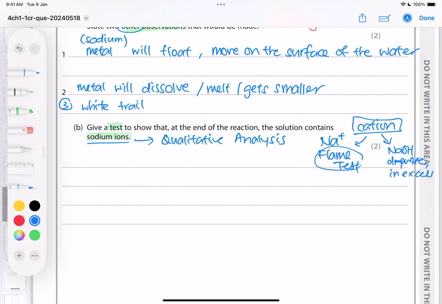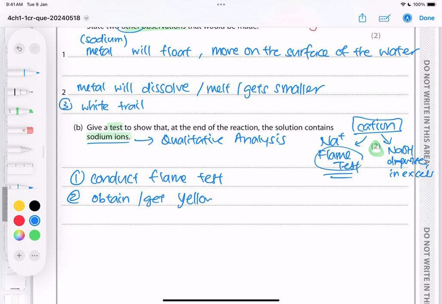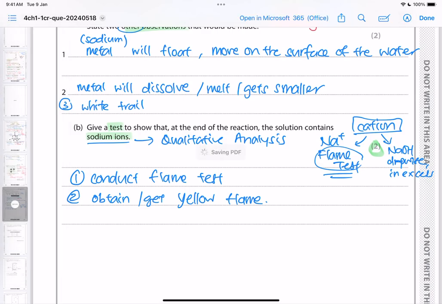In this case, we're using flame test. It's a 2-mark question, so you would have to write: conduct flame test, and what you'll see for sodium is you will obtain a yellow flame. In all, there are a total of 5 different colors for flame test. You need to get familiar with that.